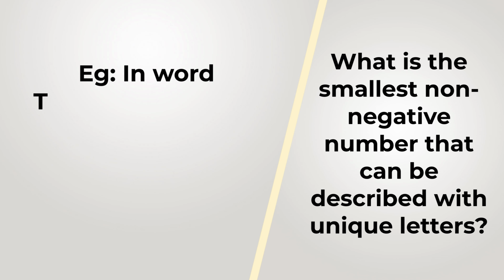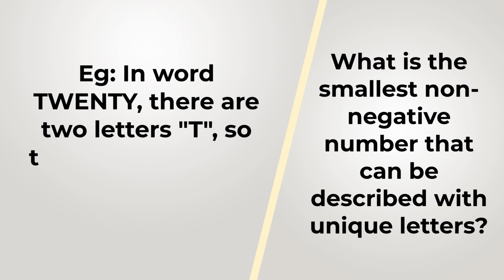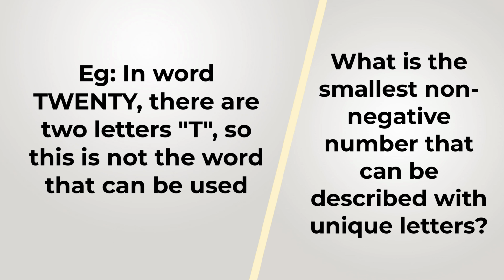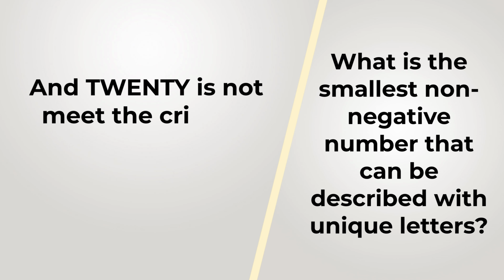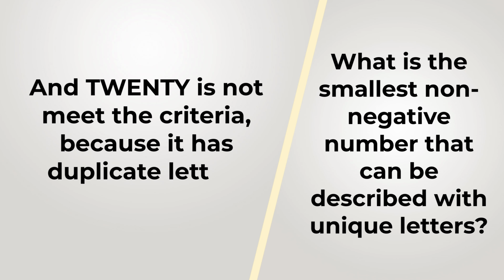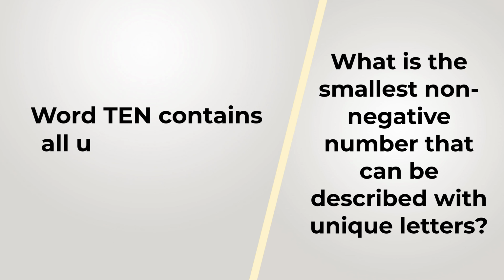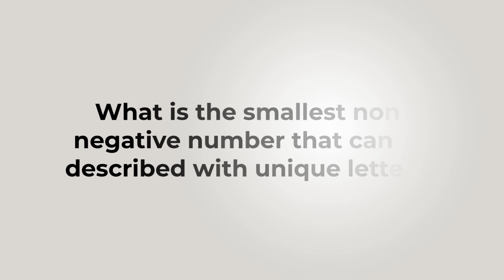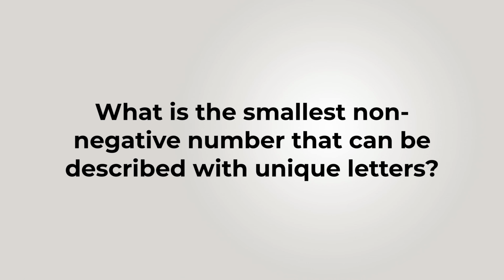For example, in the word twenty, there are 2 letters T, so 20 is not a word that meets the criteria because it has duplicate letters. On the other hand, the word ten contains all unique letters. So the question is, what is the smallest non-negative number that can be described with unique letters?